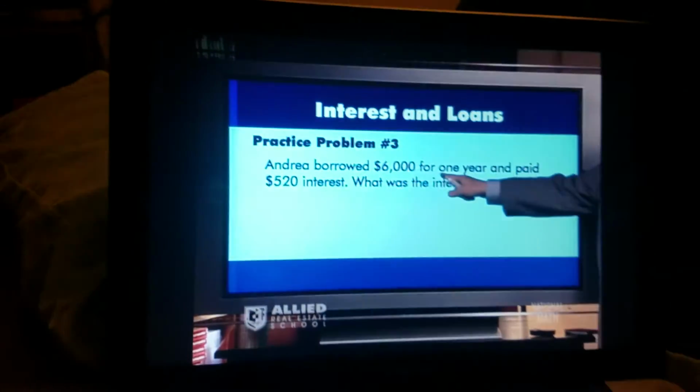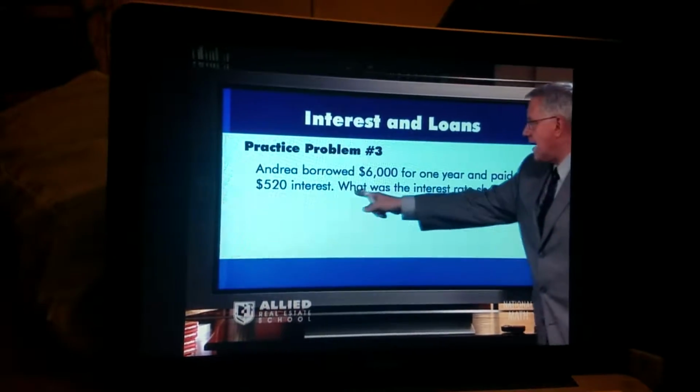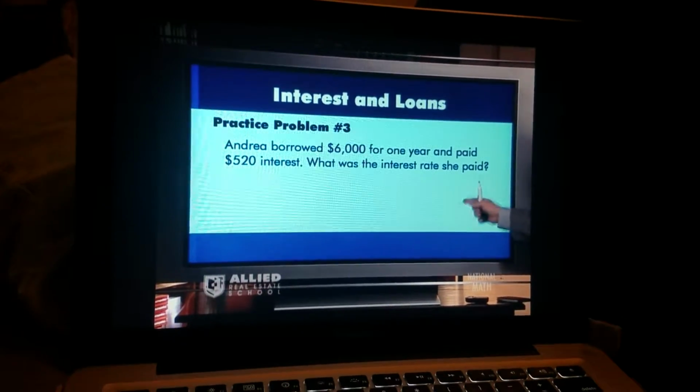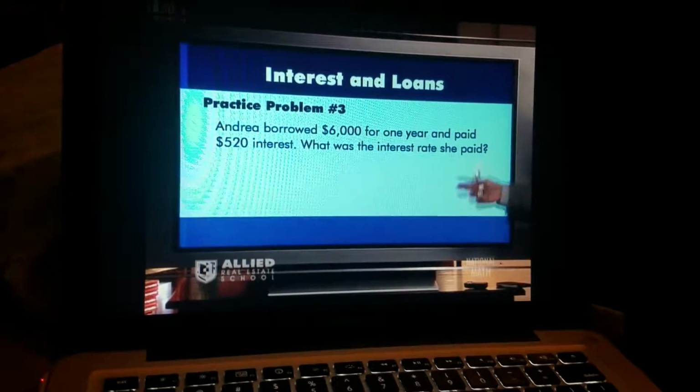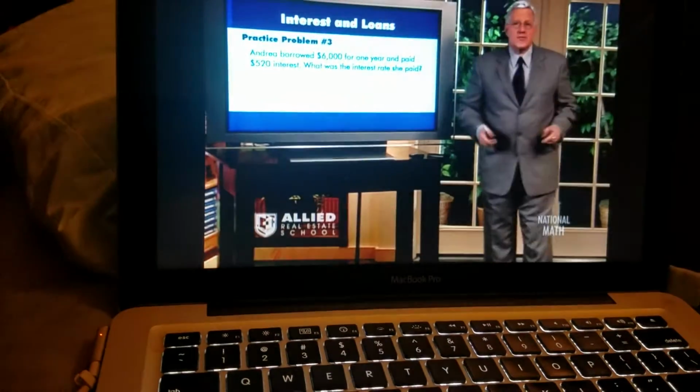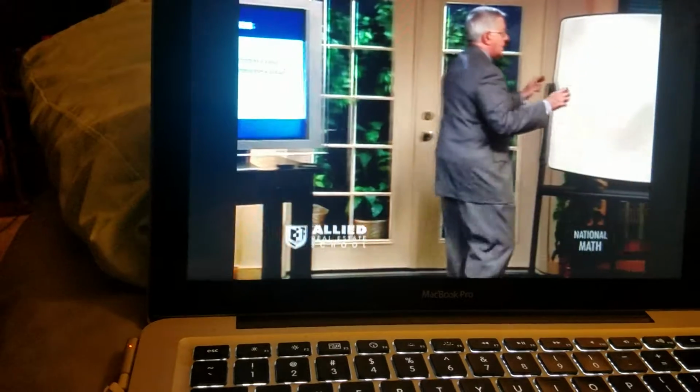Practice problem number 3, if you're working along with me there. Andrea borrowed $6,000 for 1 year and paid $520 interest. What was the interest rate she paid? She borrowed $6,000 for a year, paid $520. What was the interest rate? Well, we've got a circle for this too. And let me show you that.